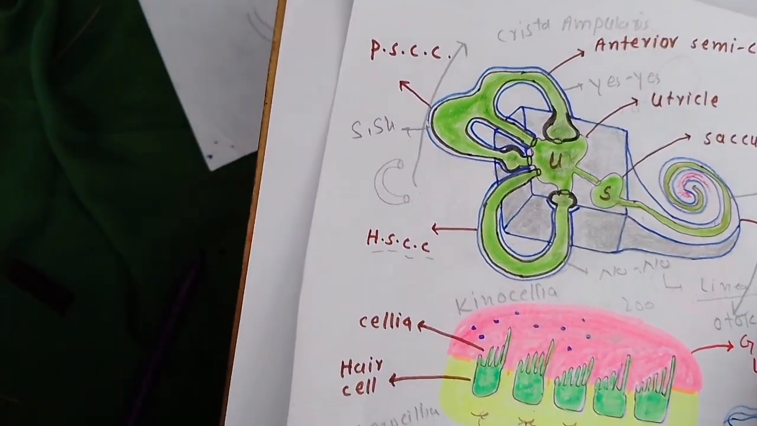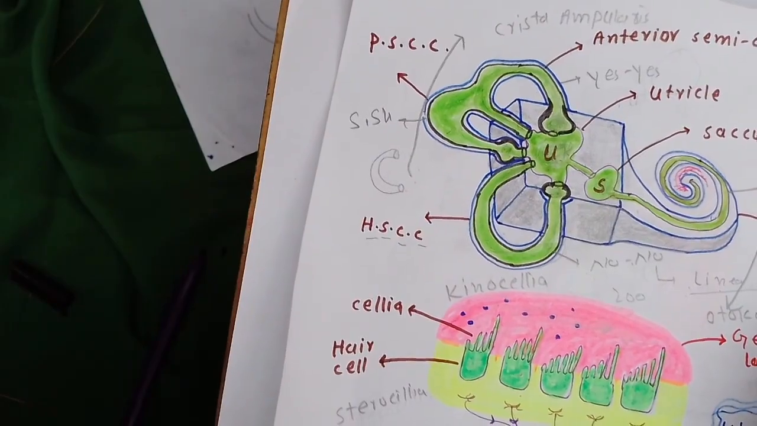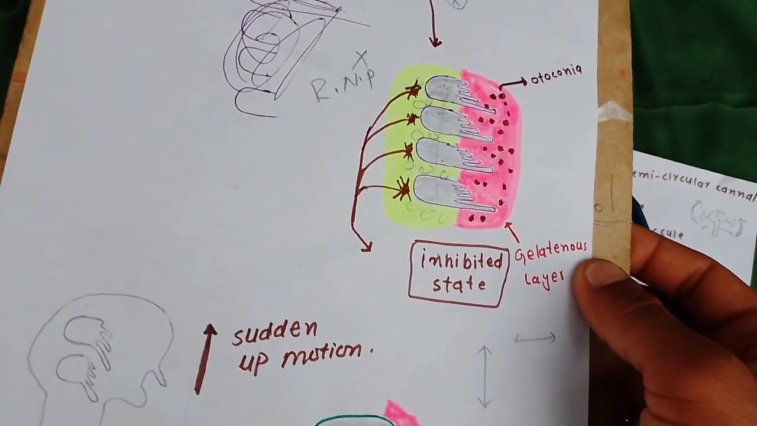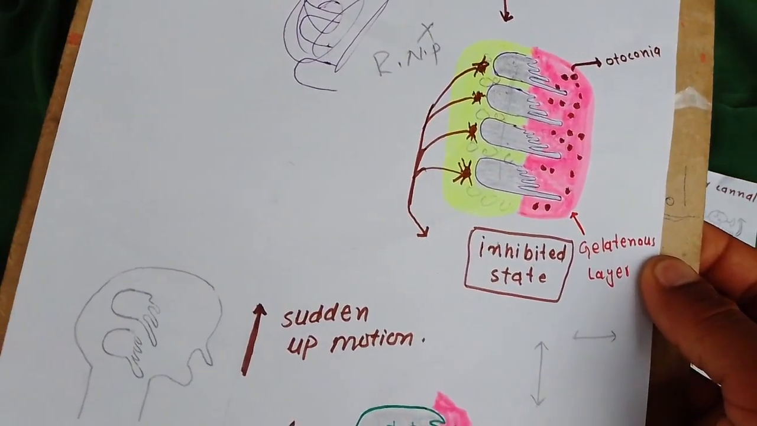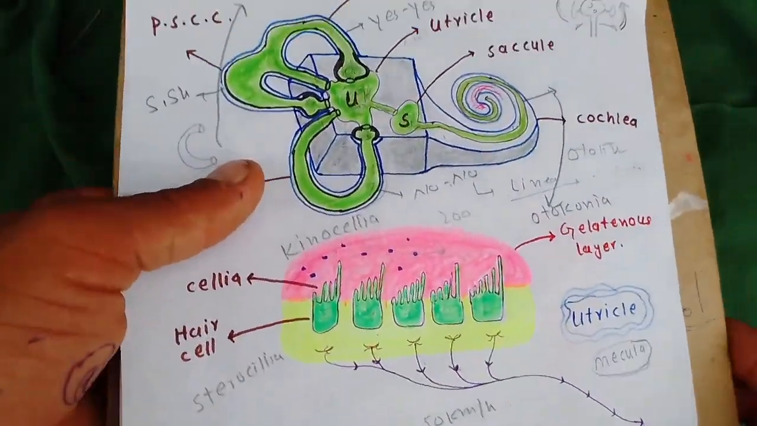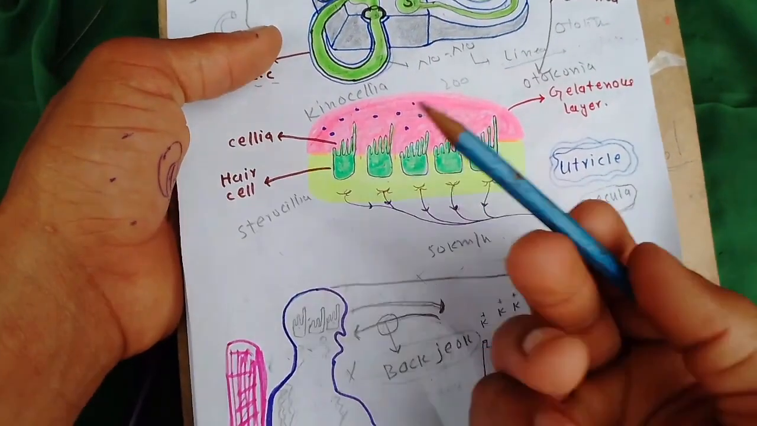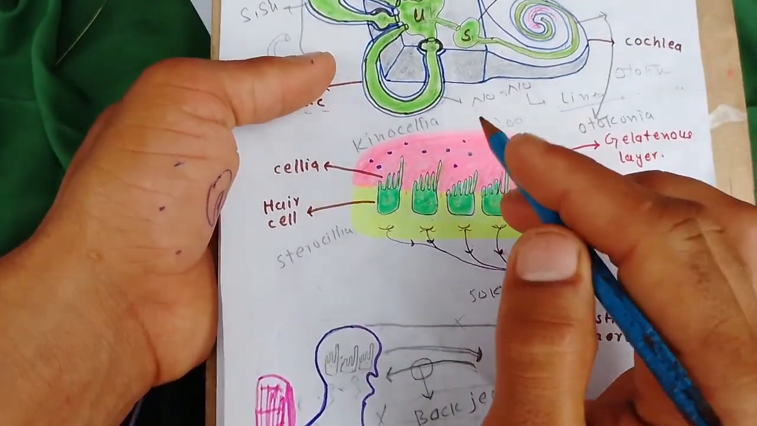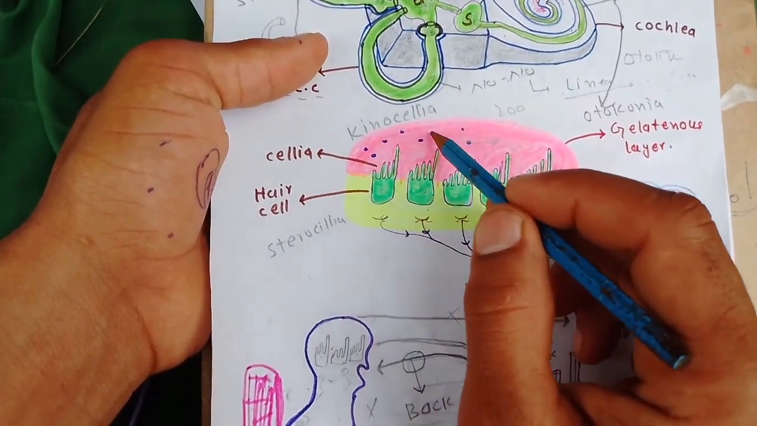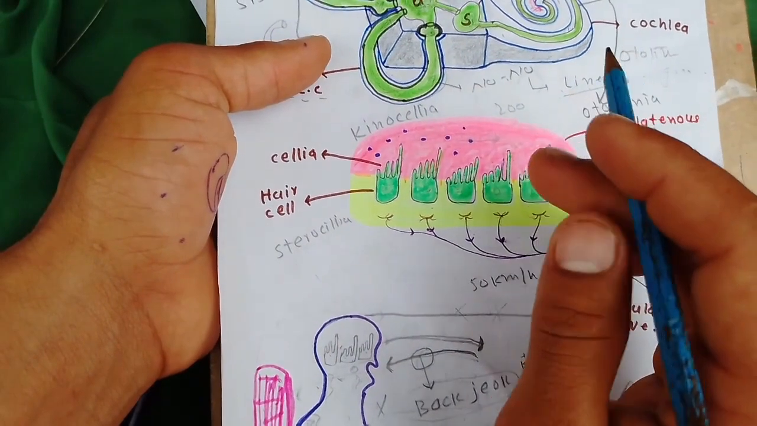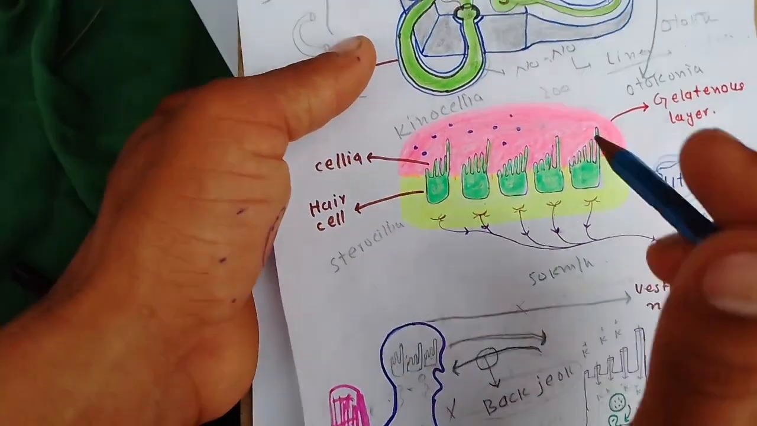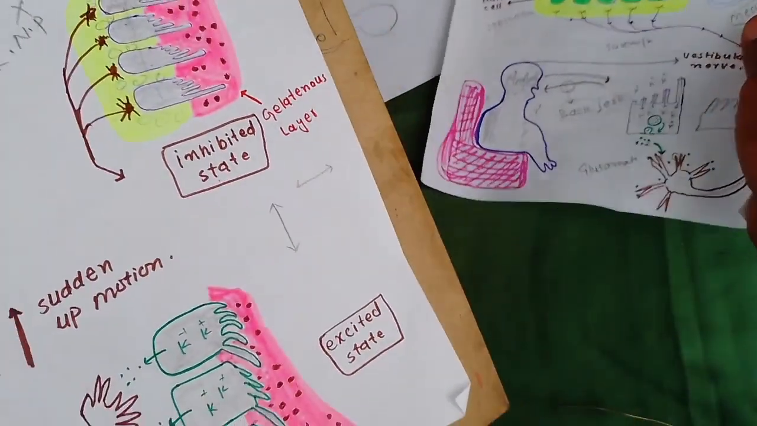The crista ampullaris has the same composition and structure as the macula lutea. Suppose this is the crista ampullaris. The difference between the crista ampullaris and the macula is that the crista ampullaris lacks these dust-like, stone-like structures, but the macula has them. So suppose this is the structure for the crista ampullaris, which lacks this structure.